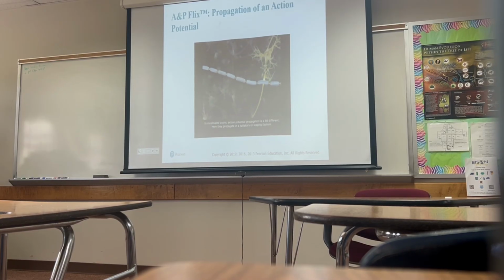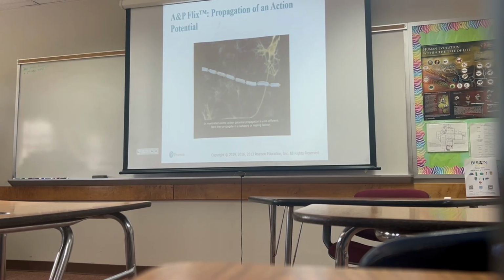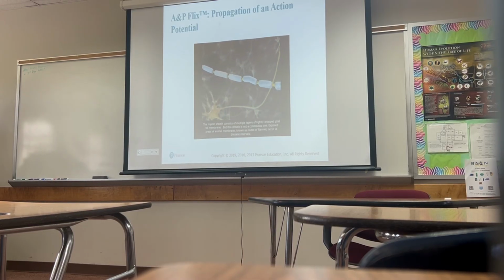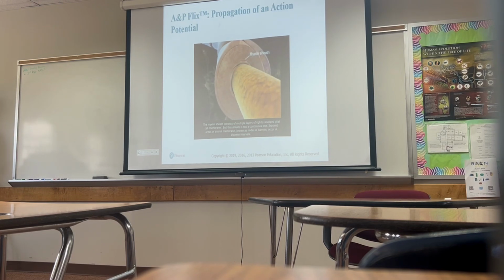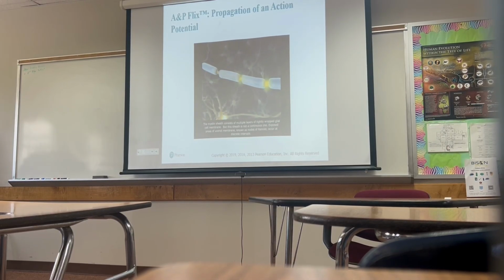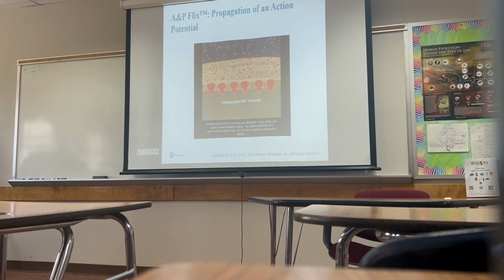In myelinated axons, action potential propagation is a bit different. Here they propagate in a saltatory, or leaping, fashion. The myelin sheath consists of multiple layers of tightly wrapped glial cell membrane. But this sheath is not a continuous one. Exposed areas of axonal membrane, known as nodes of Ranvier, occur at discrete intervals. Voltage-gated sodium channels are abundant in the nodes, but largely absent between nodes. So, action potentials are regenerated at each node, not in areas covered by the myelin sheath.